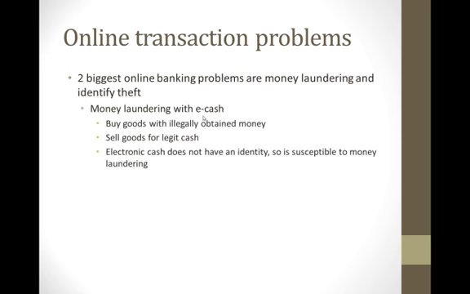So money laundering really grew to be a problem with the e-cash that was being used. So the Bitcoin and all the other genres of buying and selling. So you could buy goods with illegally obtained money, sell those goods for legit cash. Electronic cash does not have an identity, so it's susceptible to money laundering. And it's always been a big problem with it.